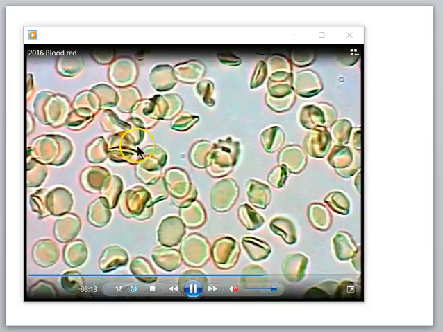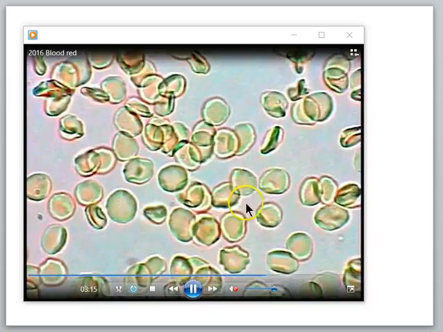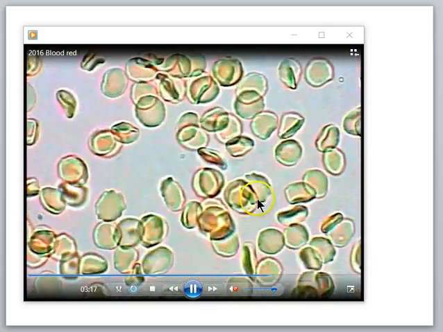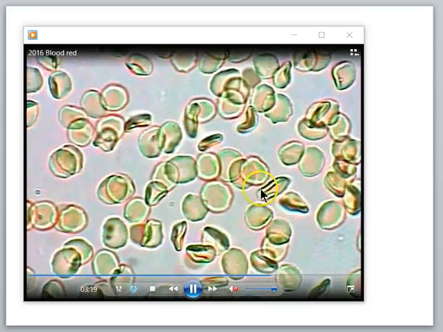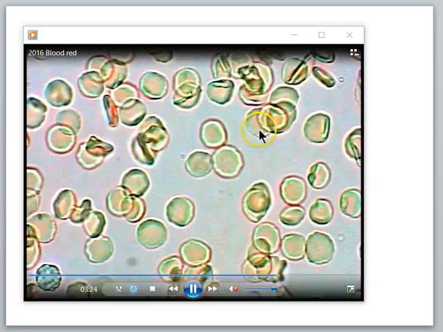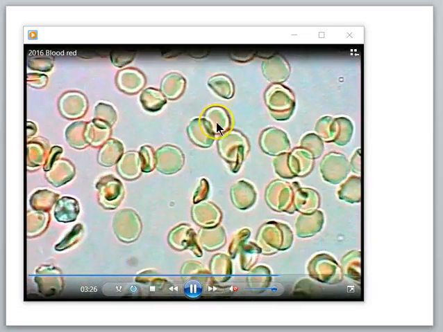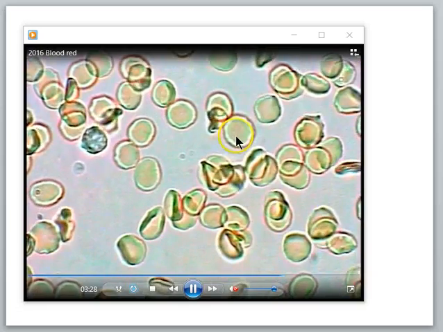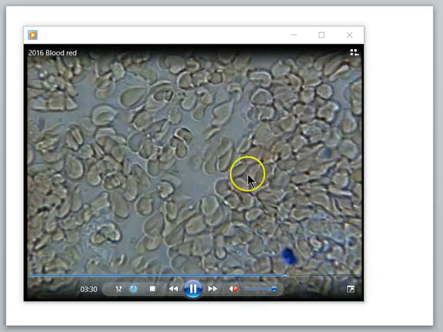Now we'll be learning that red blood cells are filled with a protein called hemoglobin, and it's that protein that actually binds oxygen. So the red color of blood is due to the red blood cells itself. The fluid in the blood does not give the red color to blood.